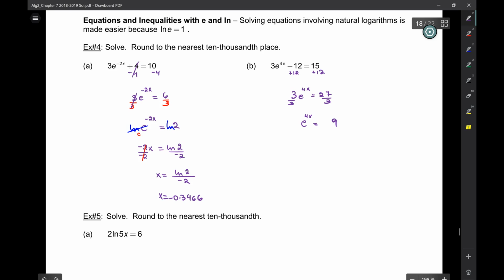Now, when I have a power equal to a number, I'm going to take the logarithm of both sides. The logarithm of base e is ln. Okay? So now, the base here is e, right? So if you have ln base e of e, that goes away. So we just have 4x left equal to ln of 9. I divide by 4, I divide by 4.